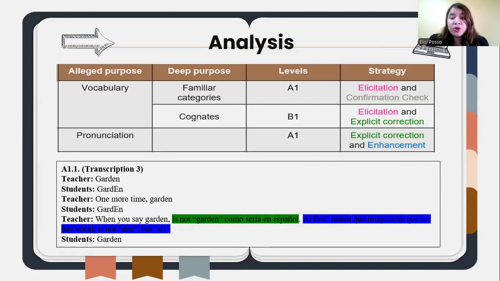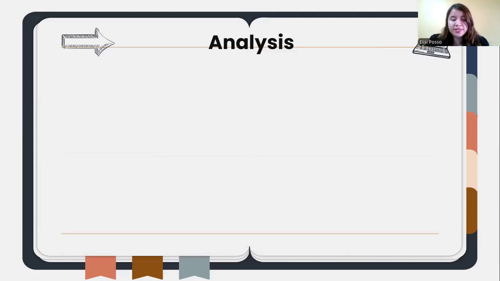The teacher employs here both explicit correction and enhancement, and the last one can be evident when she says, "al final tienen que imaginarse que no hay vocal, it's not den but dun." So she is highlighting what the correct pronunciation is, and then this could be acquired by the learners. Okay, so here the purpose is to avoid interference.